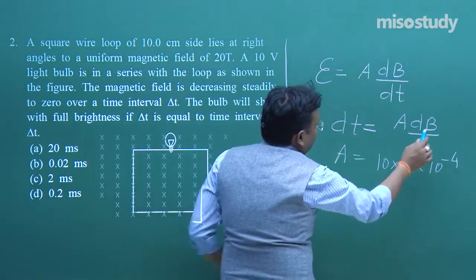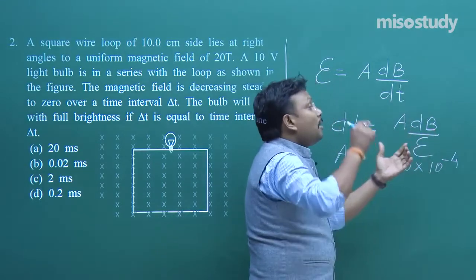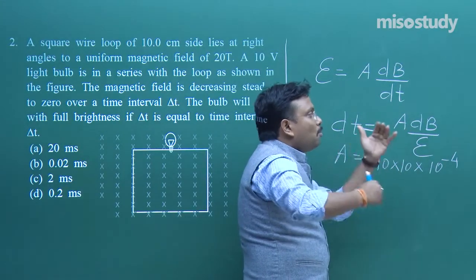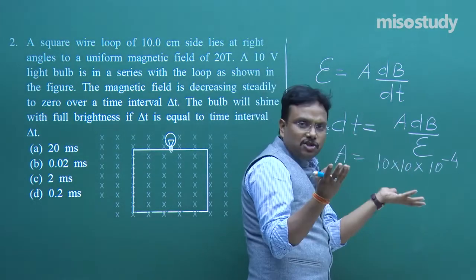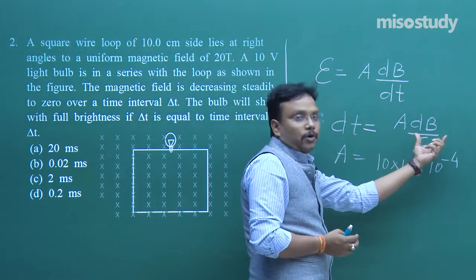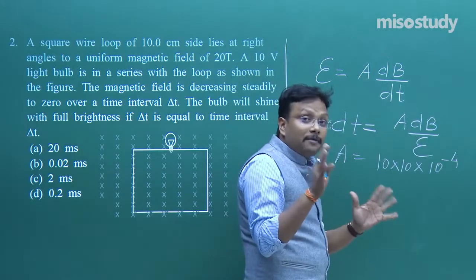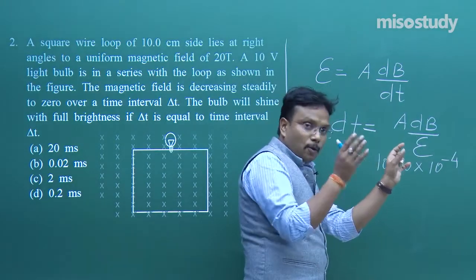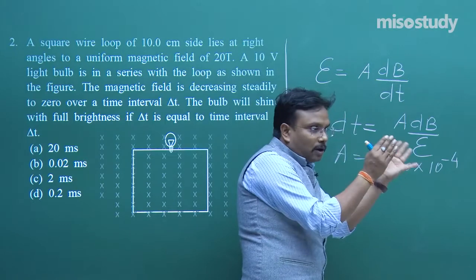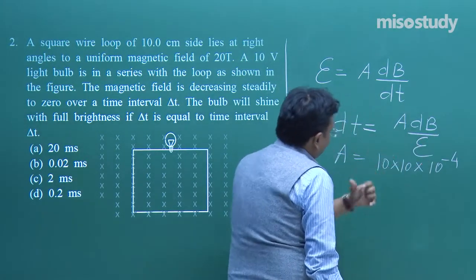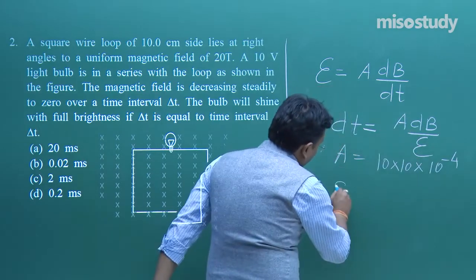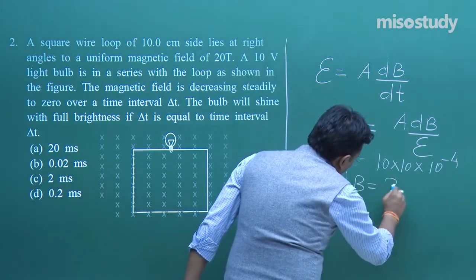So, basically I should write it down like B2 minus B1, but there is no point of saying 20 minus 0. So, directly I can use 20. Otherwise, if other value is given, then max value minus minimum value, whatever the result you are getting, that you have to use. So, over here it is going to be 20 itself. So, dB is equal to 20.